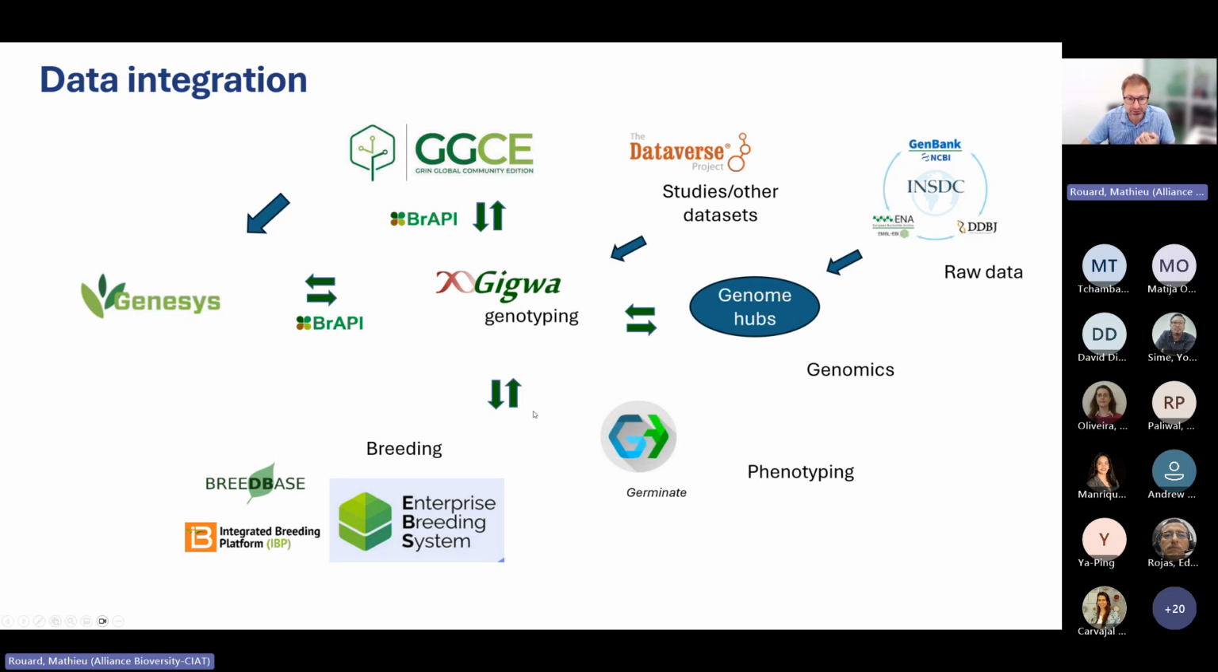We can also, in this way, connect with the breeding data, because many systems are using an API like BreedBase, IDP, EBS as well is compatible with BrAPI, and Germinate as well. And EBS is also using GIGWA in their backend to store genetic data. So there is a way to foster interoperability between the systems.